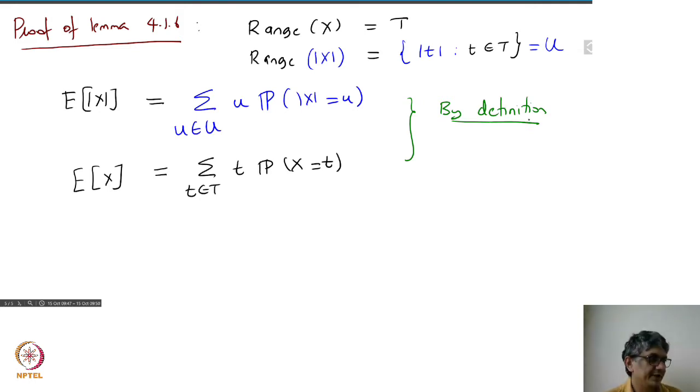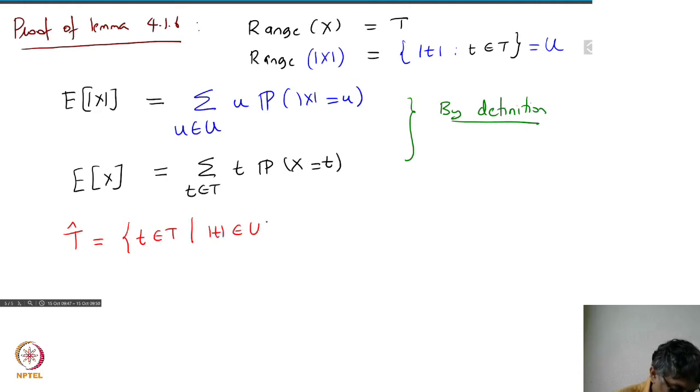So now I have to connect the two sums. So the trick is the following. You have to do the reverse way. Here when we went from T to U, it was easy. Now let me define it a little bit differently. Let me call T hat the set of all T such that mod T is in U. So I'm going a little in reverse, not from T to U, but going back from U to T.